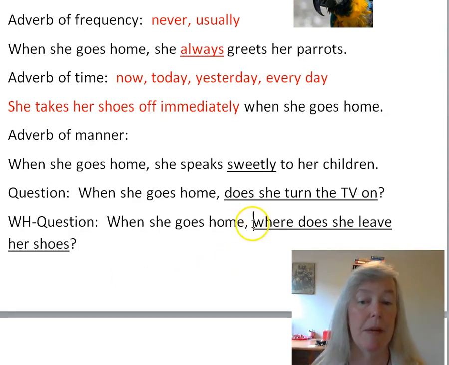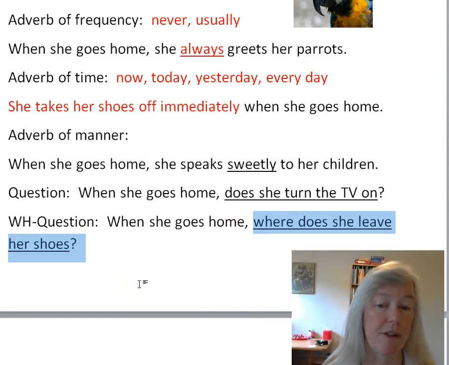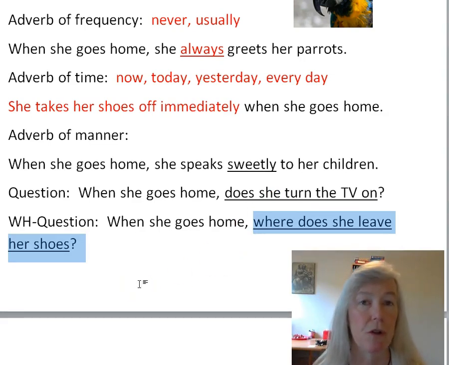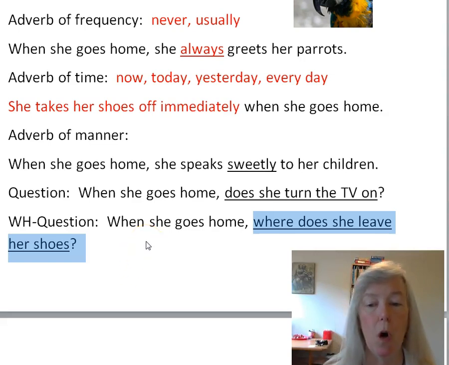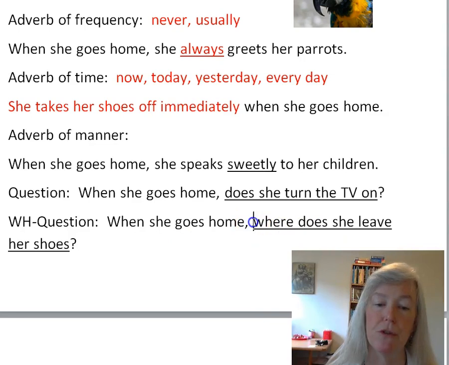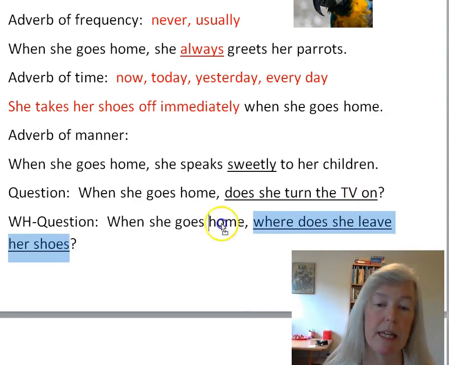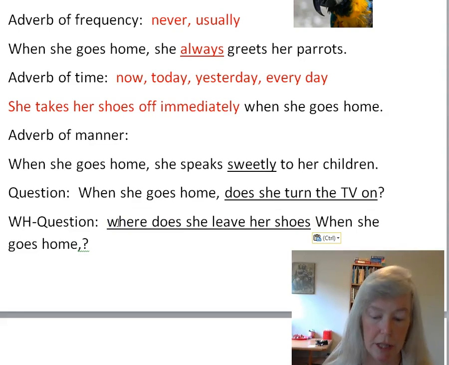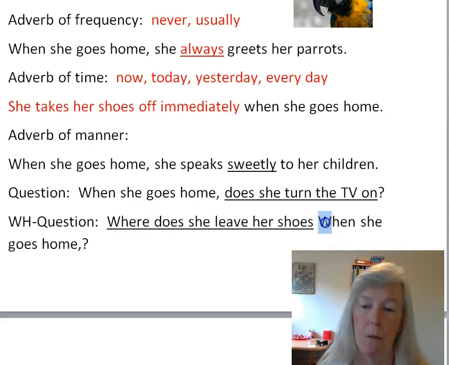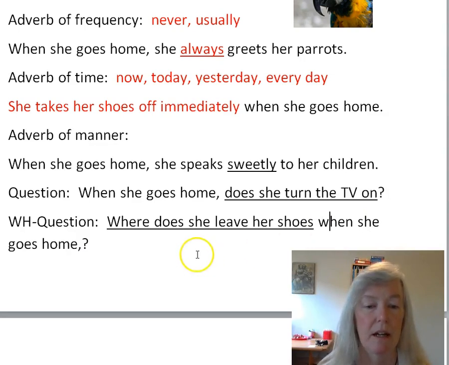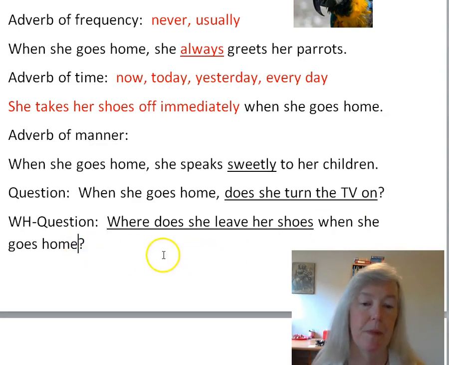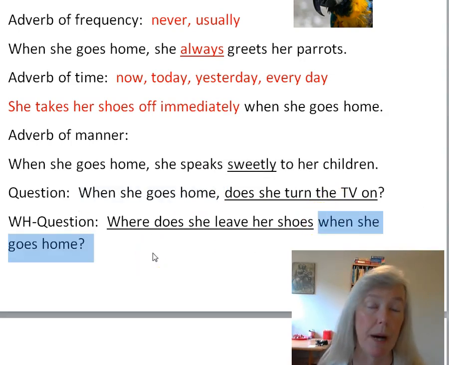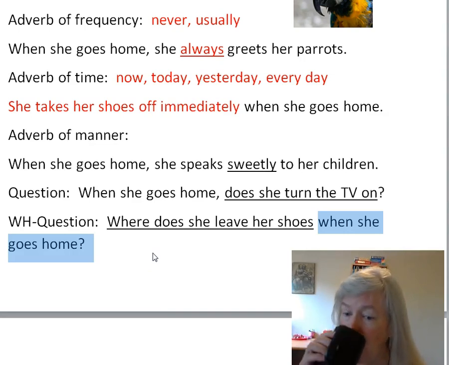It doesn't matter. It can be even a WH question. When she goes home, where does she leave her shoes? Or you can put it in the other order. Where does she leave her shoes when she goes home? If you put it in the other order, you still have the same rules. When the adverb clause is first, you have a comma. When the adverb clause is second, no comma. Those rules do not change.